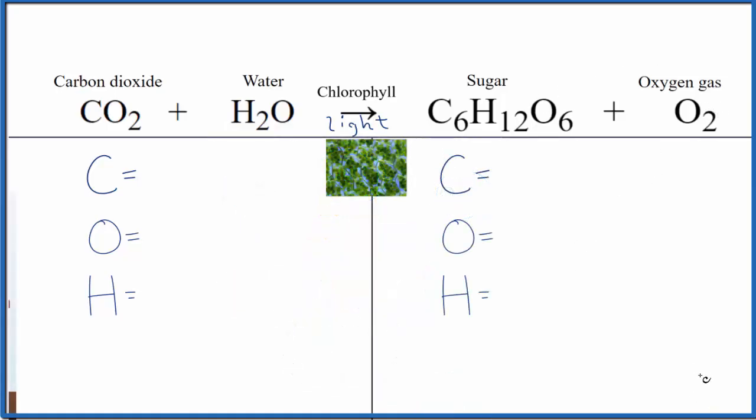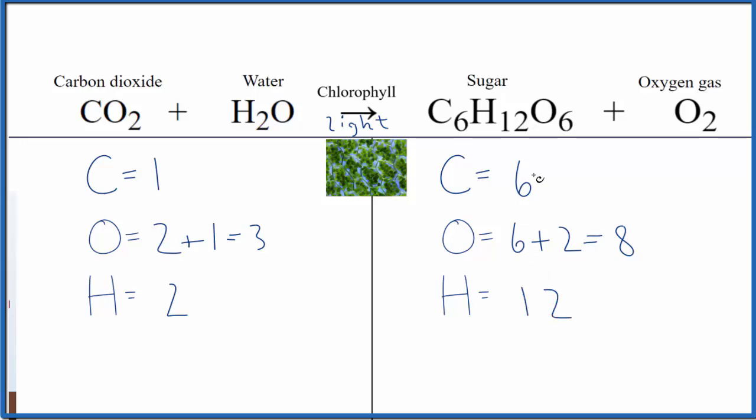Let's balance the equation. So first we need to count the atoms up on each side. One carbon, and then we have two oxygens. Don't forget the one oxygen in the water there, so 2 plus 1 equals 3 oxygen atoms, and hydrogen we have 2 of those. Product side we have 6 carbons, oxygens we have 6, plus these 2 here, 8, and then hydrogens we have 12. So if we want to get 6 carbons over here, let's put a 6 in front of the CO2.